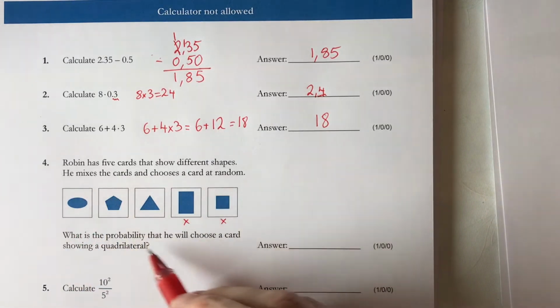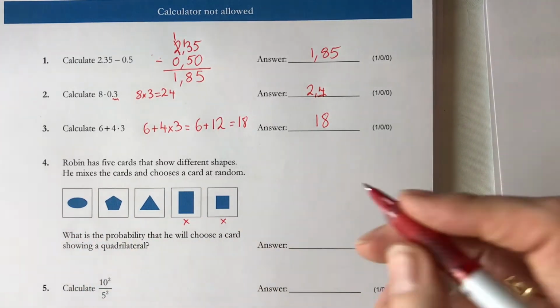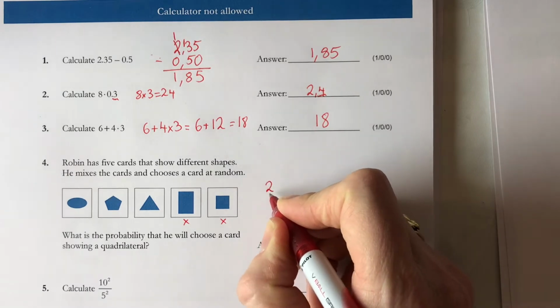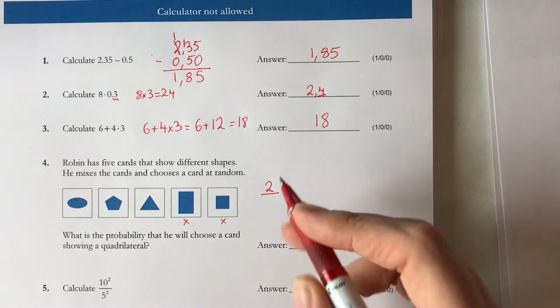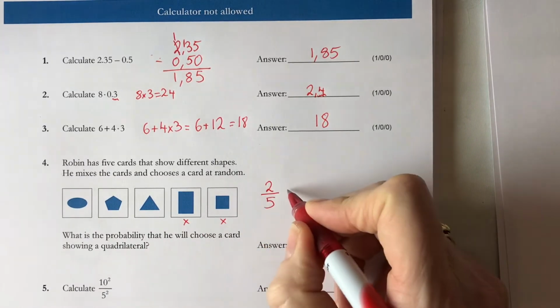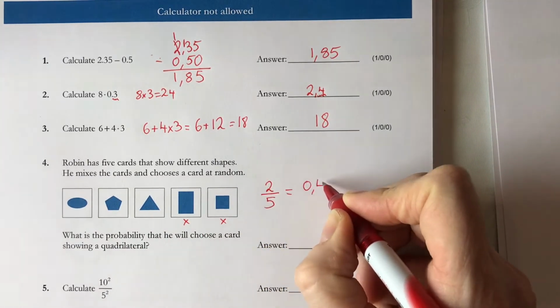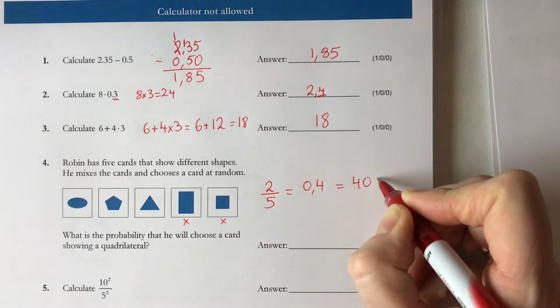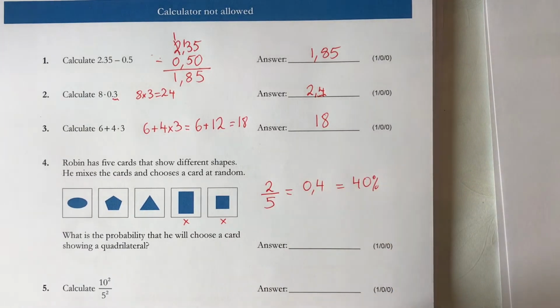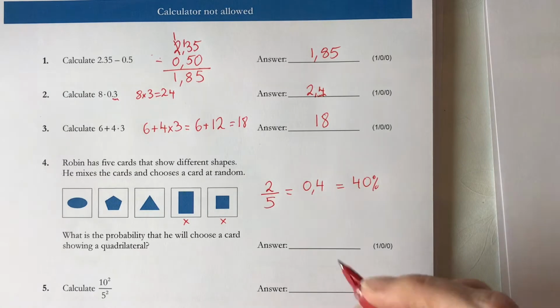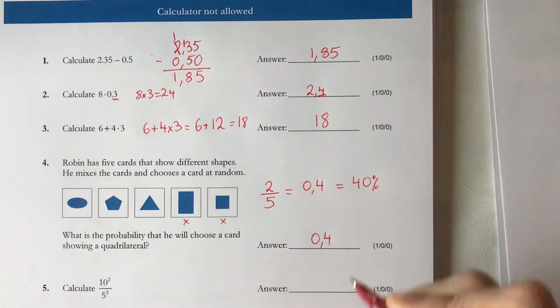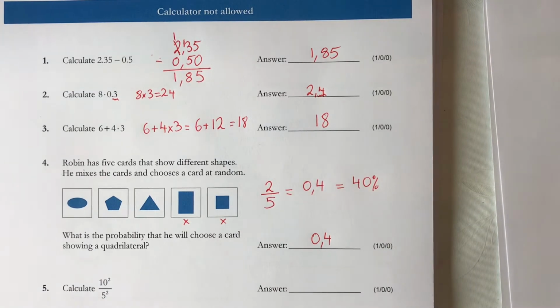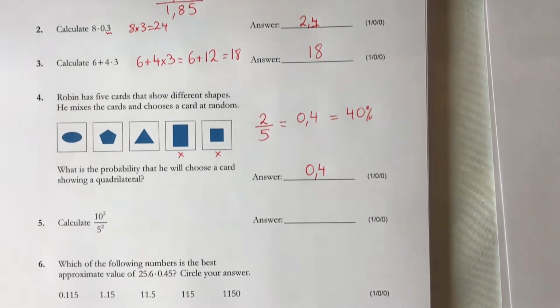So the chance of him choosing a quadrilateral if they're turned upside down is 2 chances out of how many cards he had: 1, 2, 3, 4, 5. 2 out of 5, which is 0.4 as a decimal, which is also 40%. You can answer any of those, but usually we answer probabilities in decimal, so I'll say the chance of that situation occurring is 0.4.